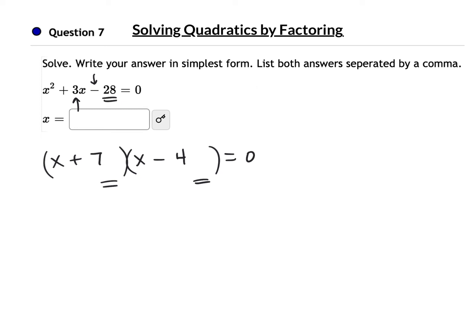Now I need to find the values I plug in each factor that creates 0. Looks like negative 7, because negative 7 plus 7 is 0. 0 times anything is 0. And x equals 4 because 4 minus 4 is 0. And 0 times anything will be equal to 0.